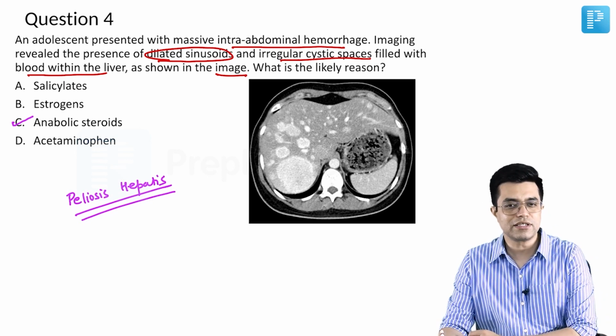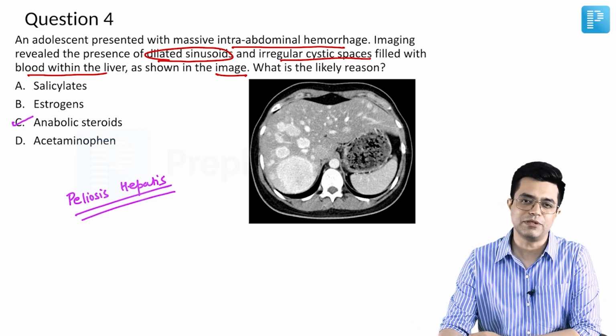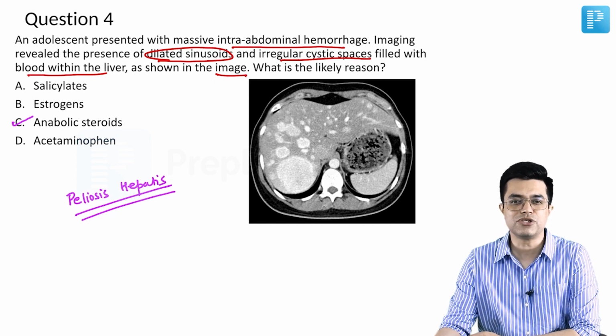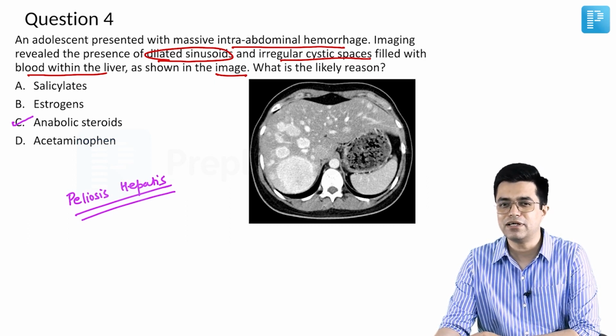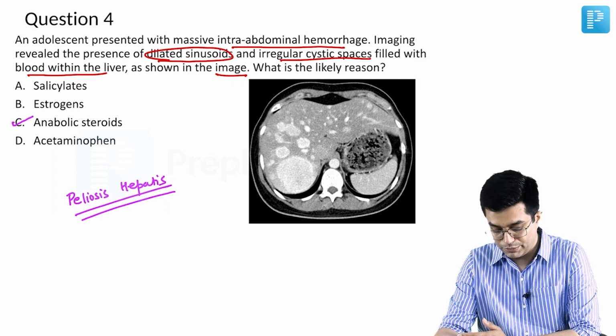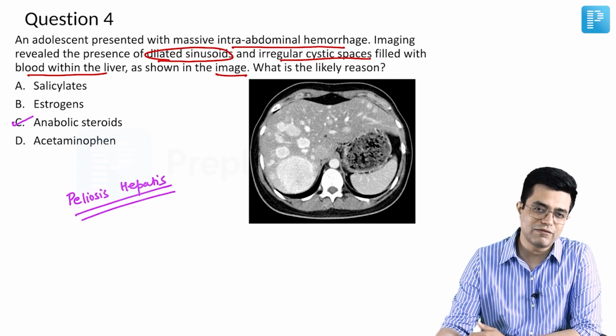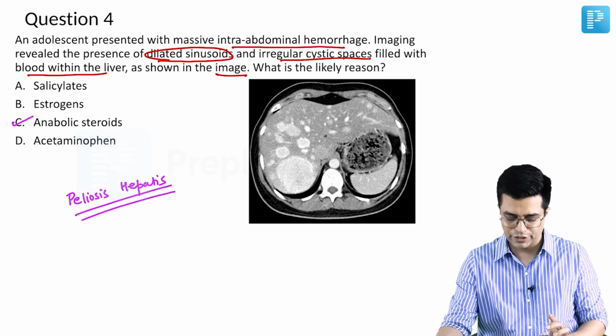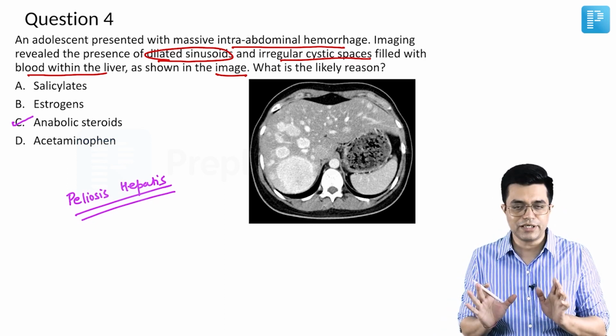Estrogen can be a close answer if it is a part of oral contraceptive pills. Usually it is seen that the estrogen with progesterone combination, the combined OCPs, have a slightly higher risk of developing Peliosis Hepatis. Whenever a question has anabolic steroid, the answer will always go in favor of anabolic steroid. So this is something you already know.